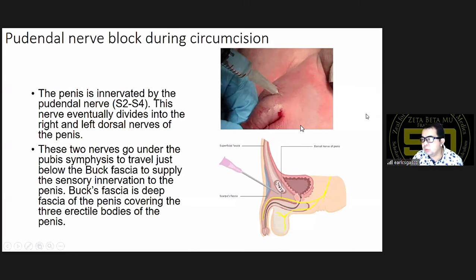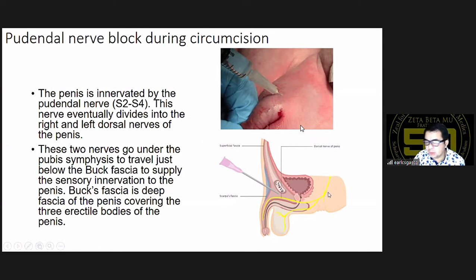For those of you who have done circumcision before, you are taught to inject your anesthesia at the base of your penis, just below. You feel here. It's actually your symphysis pubis here, and below it is the base of your penis. It's actually the area where you inject your anesthesia, supposedly where the sensory nerve to your penis passes through. So the penis is innervated by the pudendal nerve.